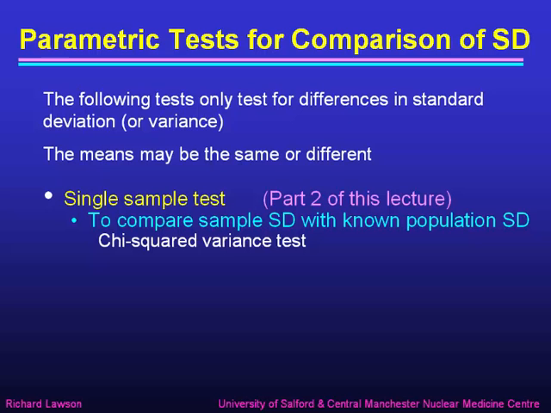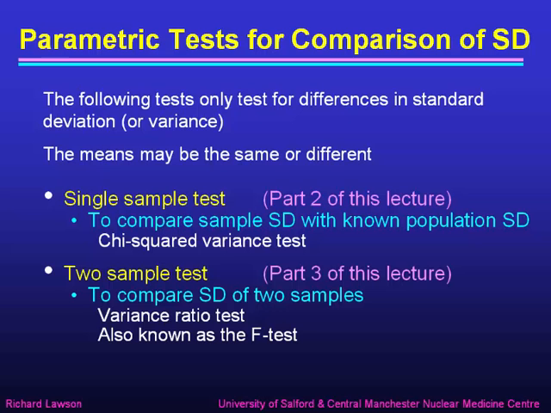I'll talk about a single sample test, which I cover in part 2 of this lecture, which is used to compare the sample standard deviation with a known population standard deviation. That's the chi-squared variance test. In part 3 I'll talk about a two-sample test, which is used to compare the standard deviation of two samples. That's the variance ratio test, sometimes known as the F test.